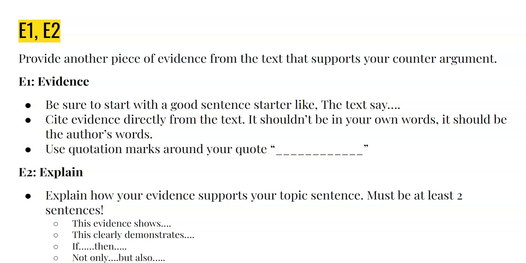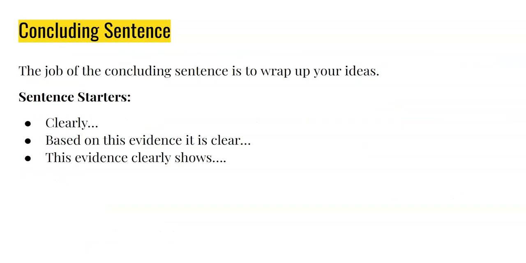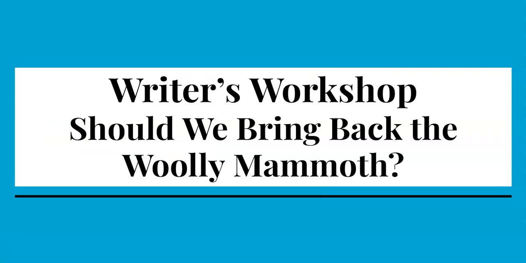That second piece of evidence, so your second E1, is also going to be followed up by an E2. Your E2 should be at least 2 sentences where you explain why you are right and why the opposing side is wrong. Just like the body paragraphs that we talked about last week, the counter-argument paragraph is also going to end with a concluding sentence. You might state something like, clearly, or based on this evidence, it is clear, or this evidence clearly shows, and then you're going to wrap up all of the ideas that you presented in that paragraph.